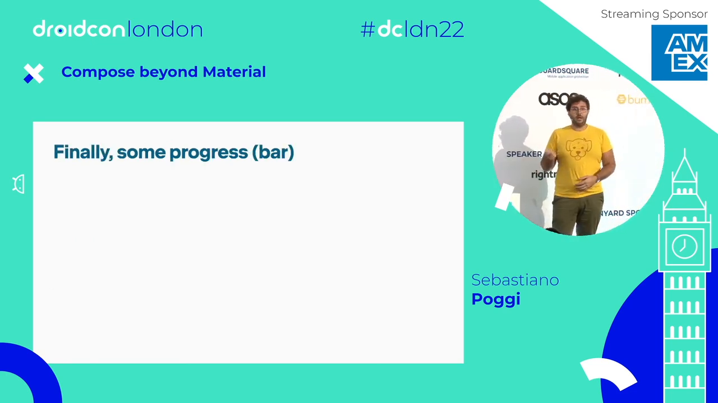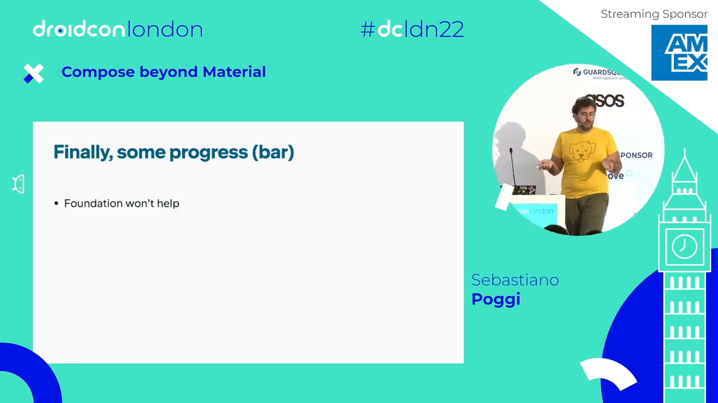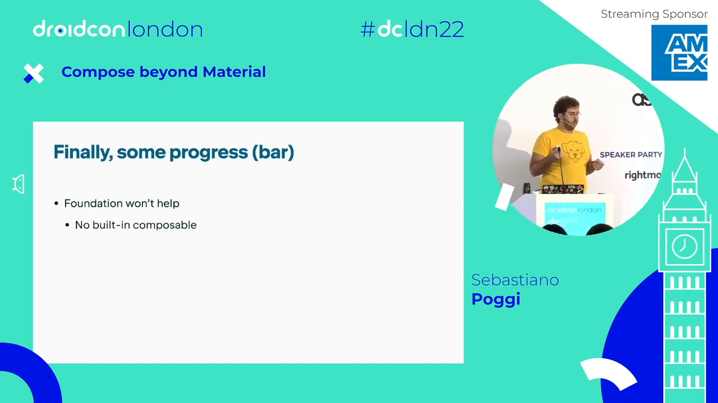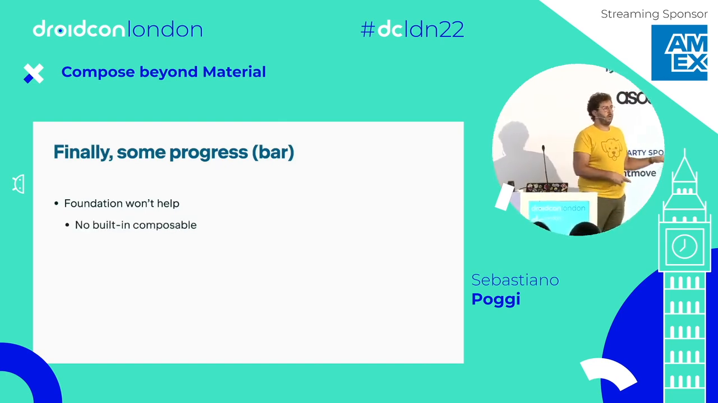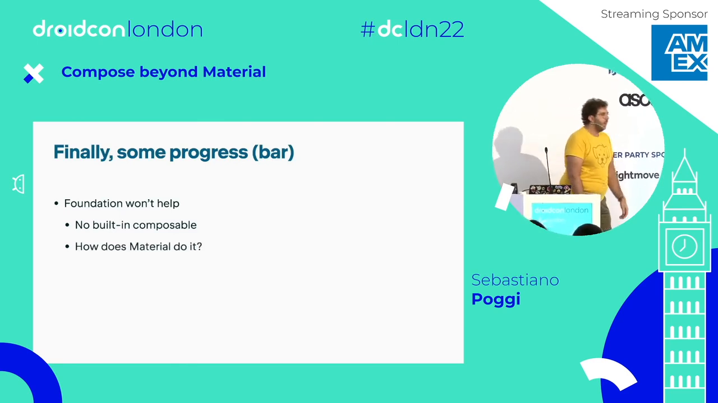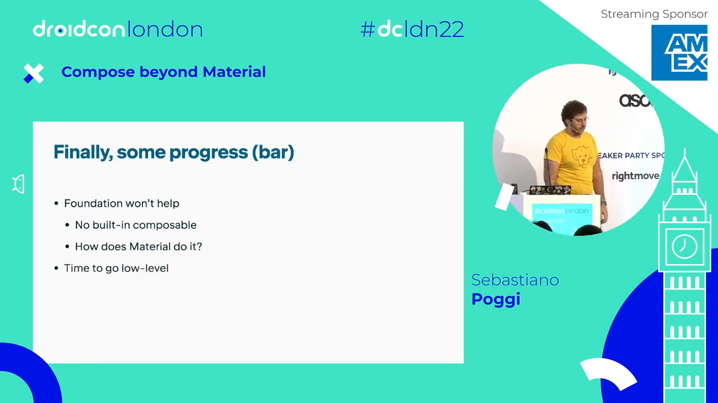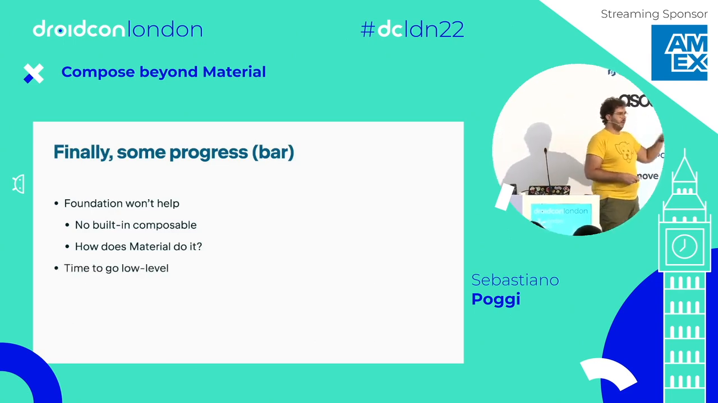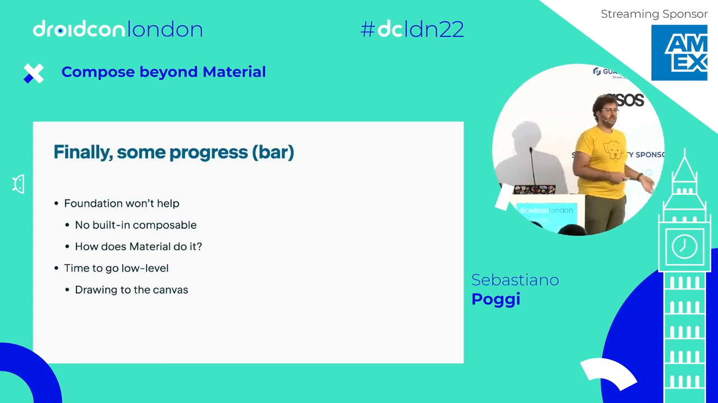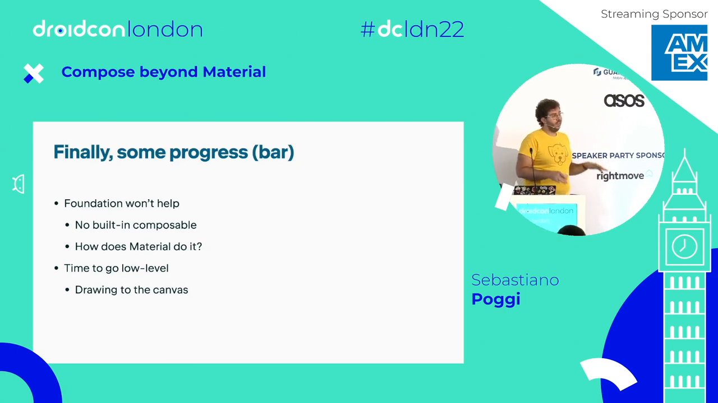One last example, a progress bar. Now, a progress bar is one of the cases where Foundation will not help, because there is no built-in composable for progress bar in Foundation. And you might start thinking, oh, no, not again. I have to implement everything from scratch. Okay, let's see how Material does it. Let's go low level. Let's start command clicking like there's no tomorrow. So it turns out that the way Material does it is it draws to the canvas directly. Don't get scared. It's not that hard. It's pretty easy, in fact.